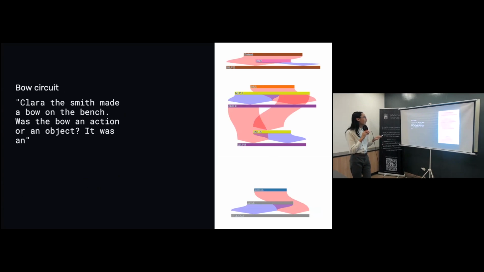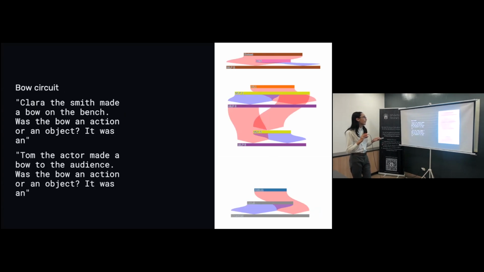And now I also went to the bow circuit. Clara the Smith made a bow on the bench. Was the bow an action or an object? It was an. Tom the actor made a bow to the audience. Was the bow an action or an object? It was an, and here I was really surprised because it was like, wow, now we have action on the earlier layers of the model.